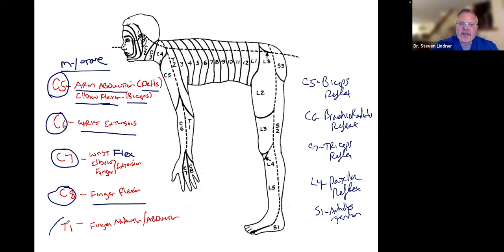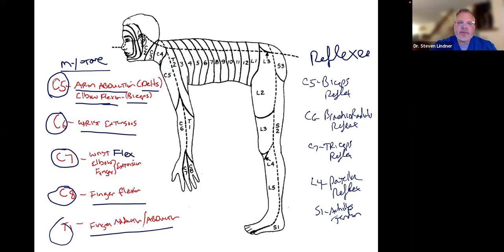And then T1 does finger adduction and abduction. Finger adduction and abduction. So these are myotomes. And off to the right, over here, we have reflexes.